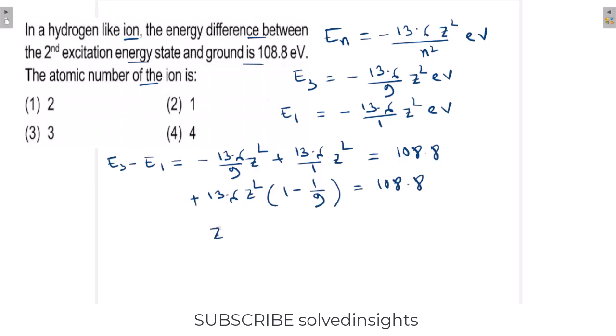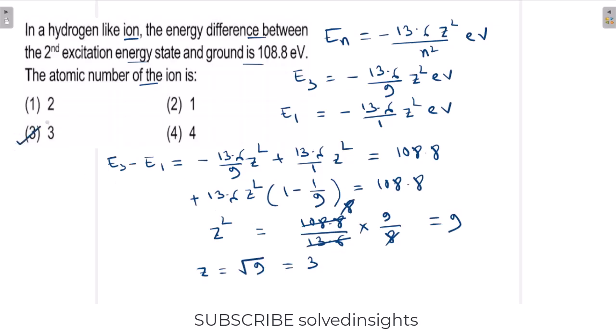or Z square is equal to 108.8 divided by 13.6, and 1 minus 1 by 9 is 8 by 9. So if we take this, then it becomes 9 by 8. Now 13.6 times 8 is equal to 108.8, and 8 and 8 cancel, so Z square becomes 9. So Z becomes root over 9, equal to 3. So the value of the atomic number of the ion is Z equal to 3.